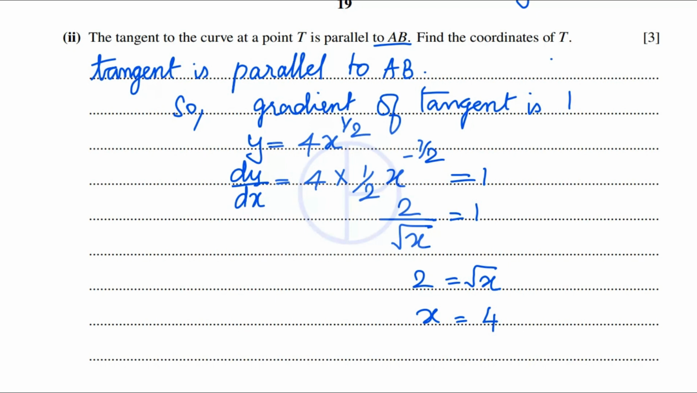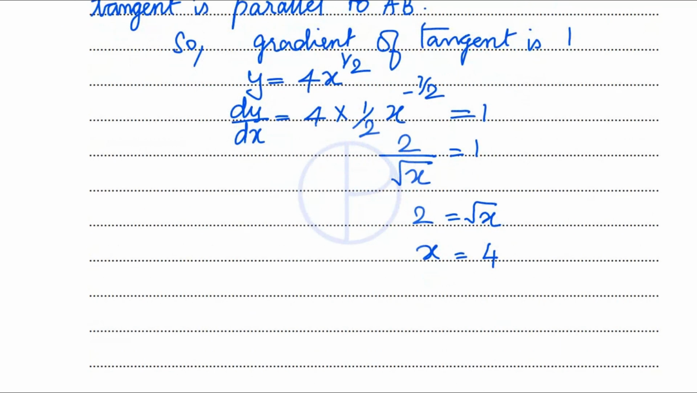Because we have to find the coordinates of T, X is 4. Then what is the corresponding y value? We have to find the corresponding y value from the equation of the curve. So y is equal to 4 times 4 power 1 over 2. So 4 multiplied by 2, which is 8. So the coordinate of T is (4, 8).